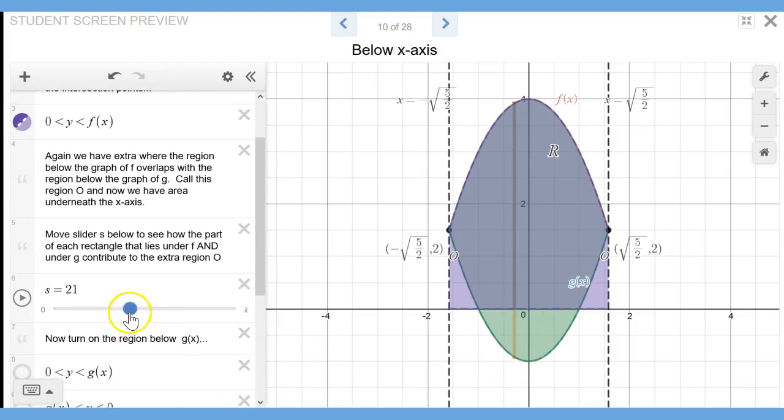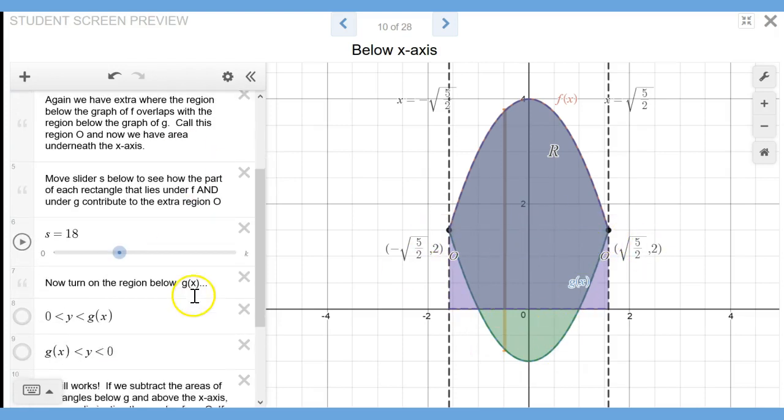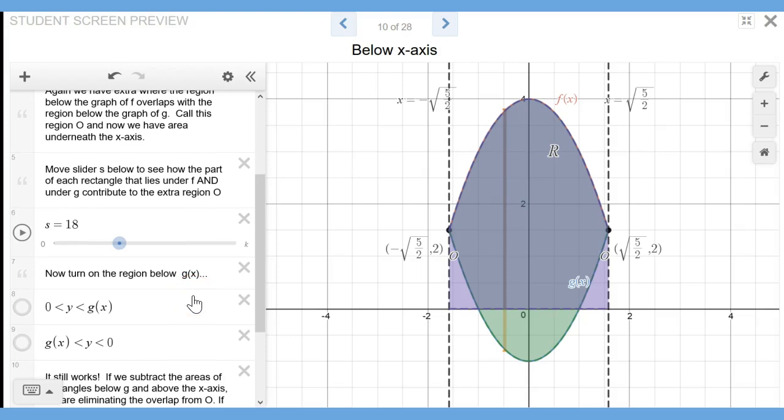So in other words, it does work out. It doesn't matter if one graph is below the x-axis or not. As long as one graph is above the other graph on the interval you're interested in, you can always find the definite integral of the difference between them to find the area of the region.